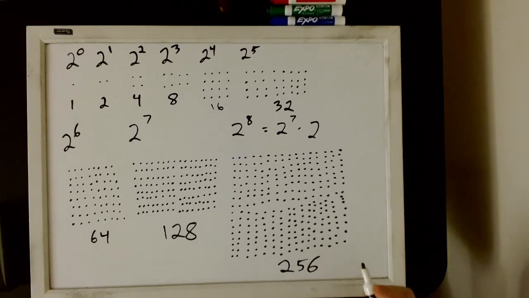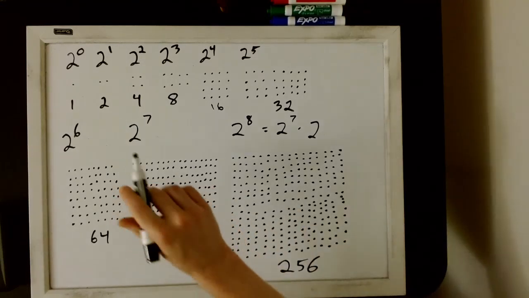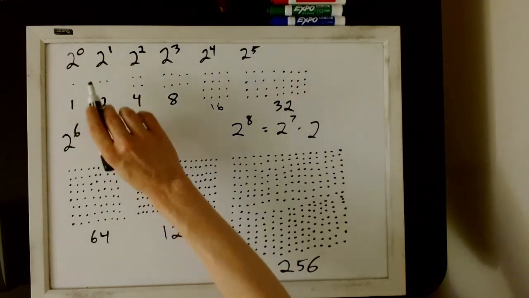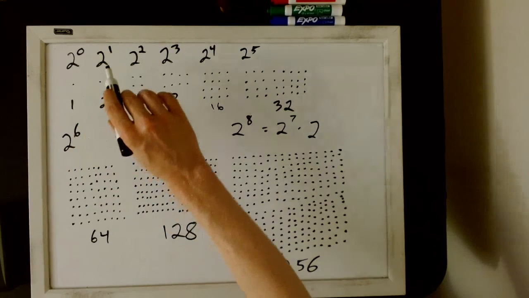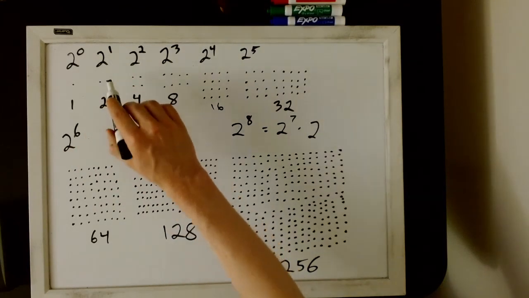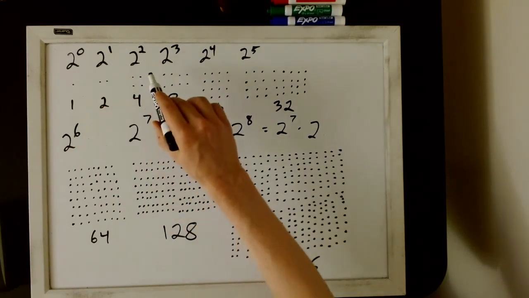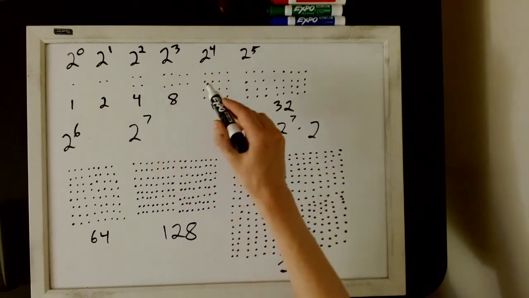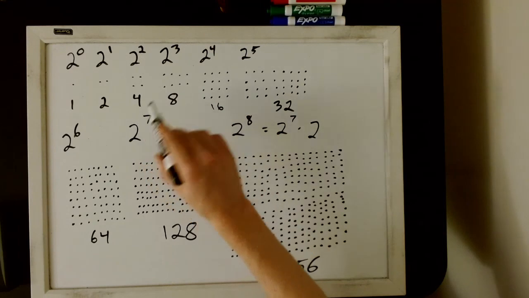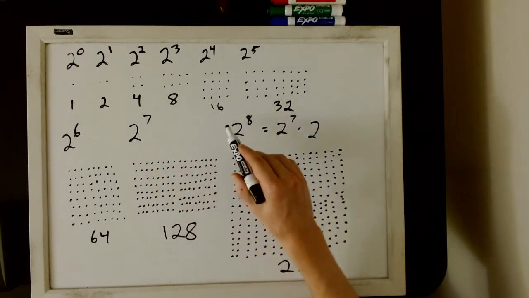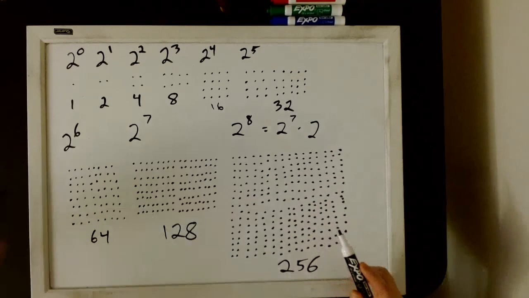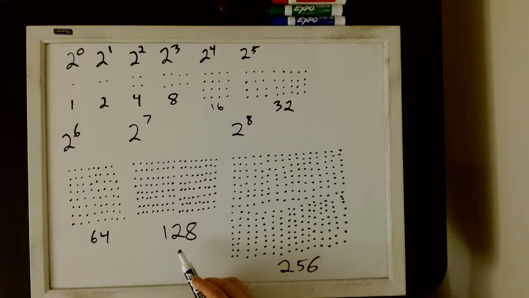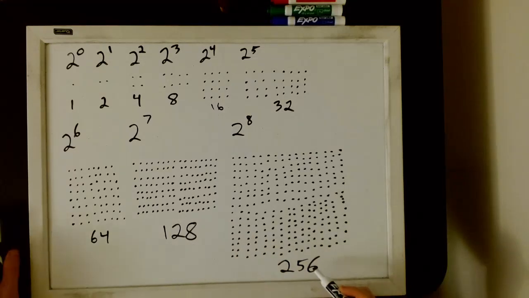So if we review what the actual syntax is saying, by convention 2 to the 0 is 1, and then 2 to the 1st power is 1 group of quantity 2, and then 2 groups of 2 gives us 4. 2 groups of 2 to the power 2, of 4, gives us 8. 2 groups of that, 16. 2 groups of that, 32. 2 groups of 32, 64. 2 groups of that, 128. 2 groups of that, 256.